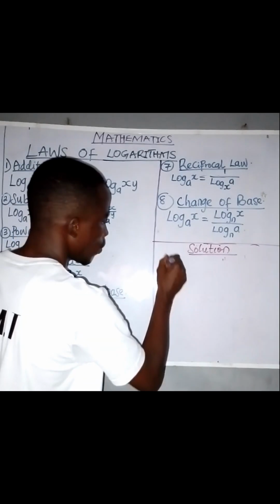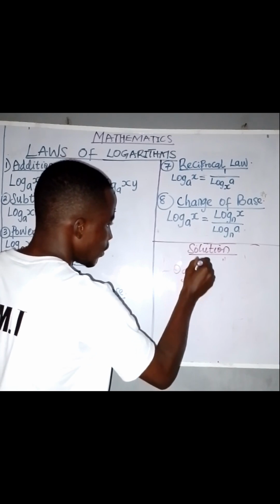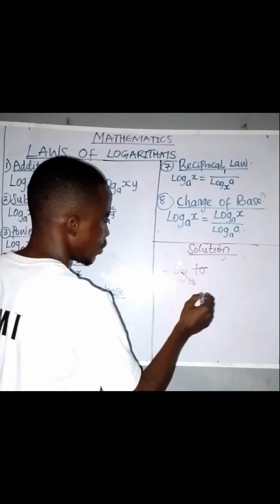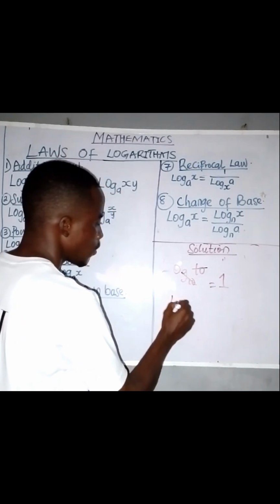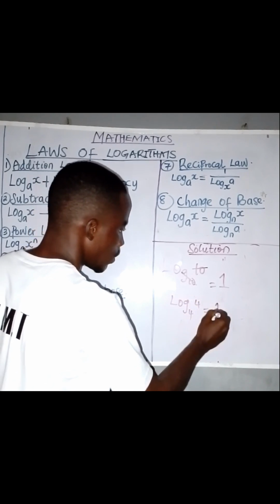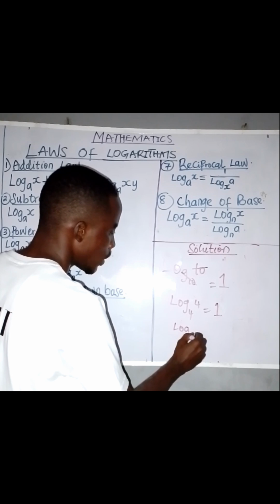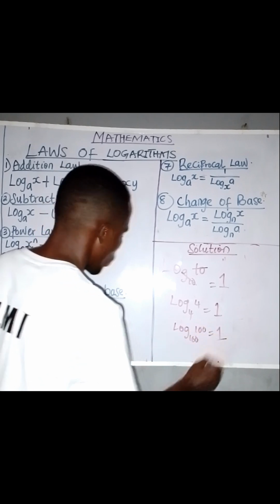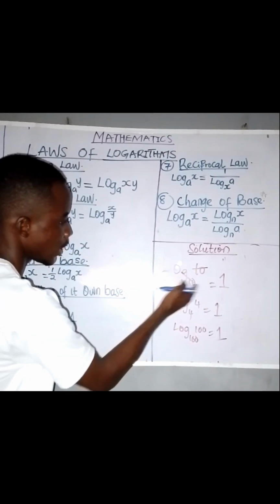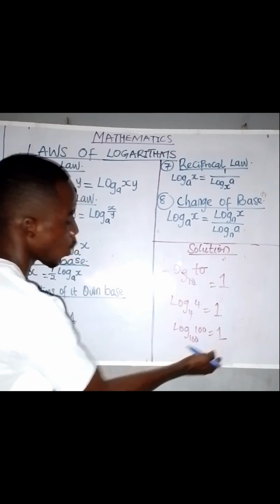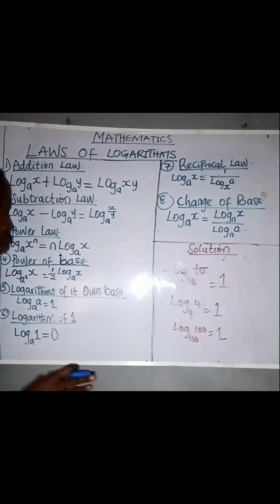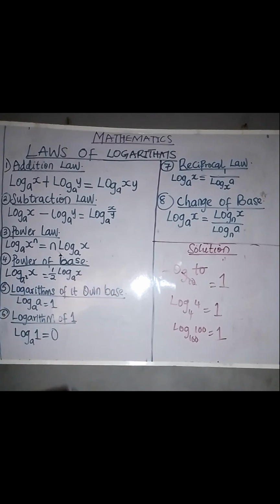Example is very simple. We have log 10 10, which is the same thing as saying it is equal to 1. Why? Because they will cancel each other. 10 will cancel 10, so it's equal to 1. If I have log 4 4, it is equal to 1. Log 100 100 is equal to 1. So that's logarithm of its own base. Remember, the base here is 10, 10 gives 1, 4 4 gives 1, 100 100 gives 1. So anytime you have the same base as the number, the logarithm is equal to 1.